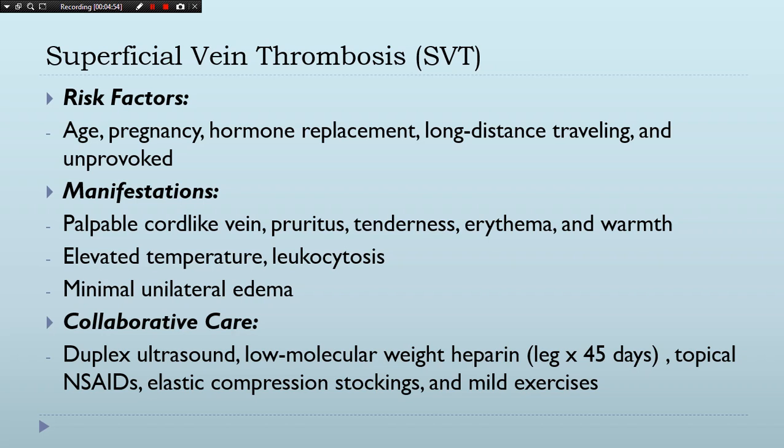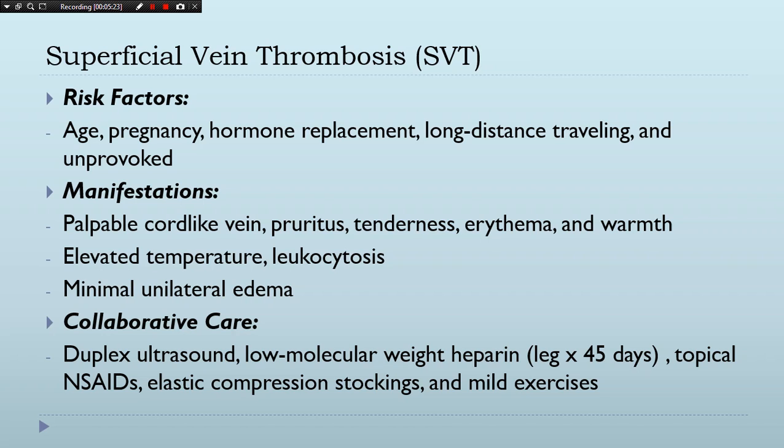So a superficial clot. Some of the risk factors are the same as the risk factors for VTEs, which we already talked about. The manifestations may not be quite as severe as somebody who's got a deep clot, but still enough that they know it's going on. So they're going to have that palpable cord vein, itchiness, tenderness, redness, and warmth at the site.